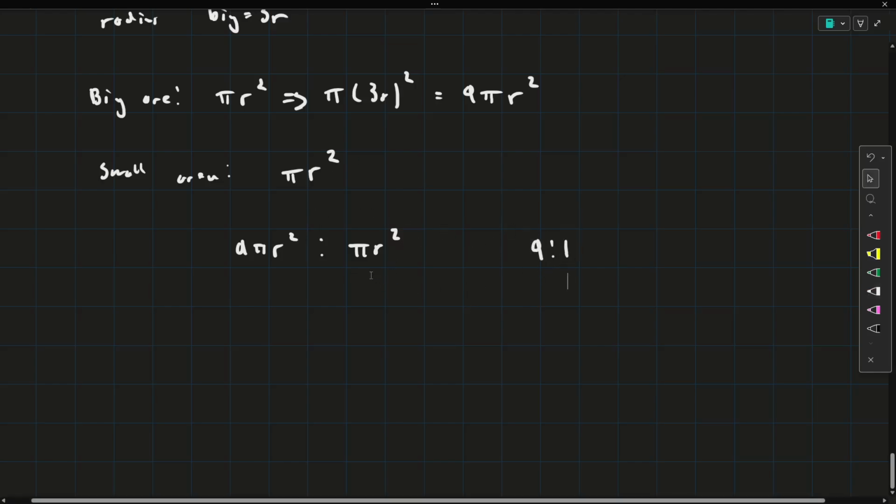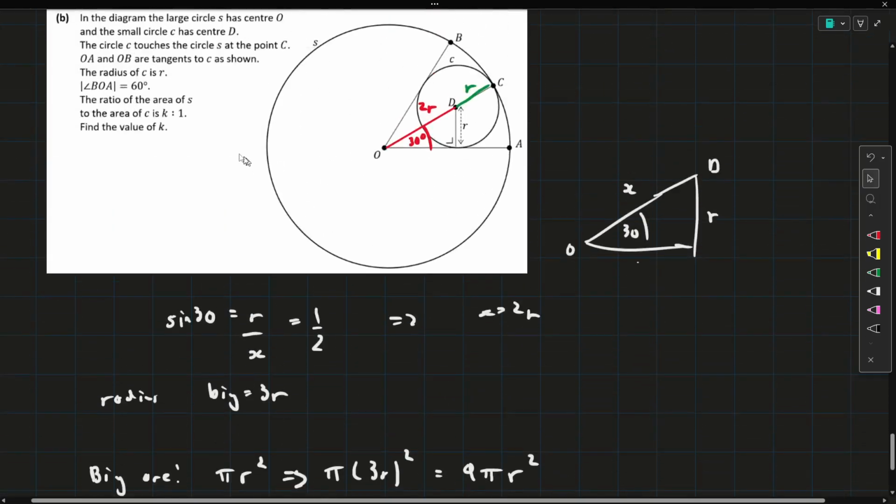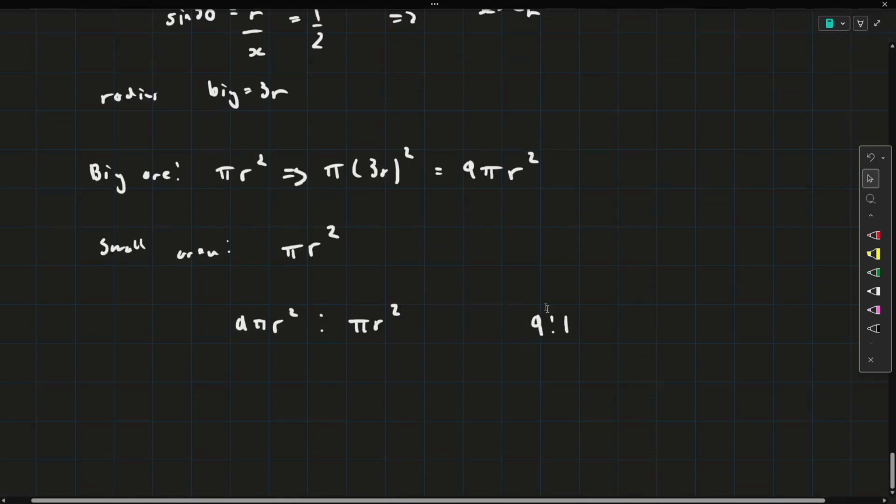Another way you can think about that is ratios. You can divide both sides. So clearly the value of k is 9, because that's the number on the left when the right side is 1.